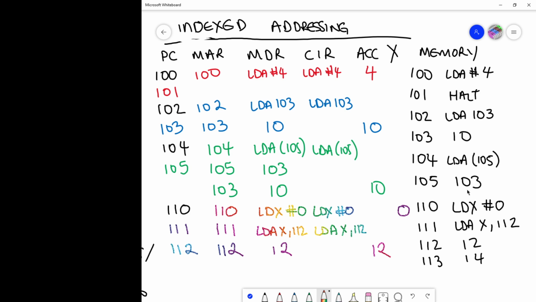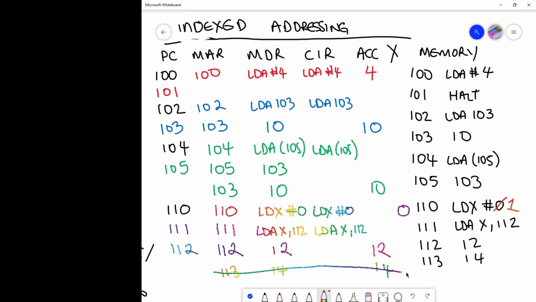Now, if I'd changed my program and crossed that out and put a 1 in the index register, we'd have ended up with 113, and we'd have loaded 14, and 14 would have gone into the accumulator. Okay?